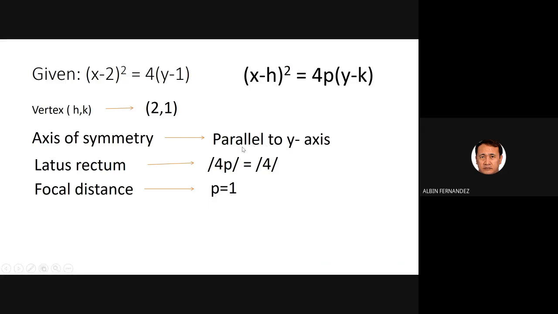The axis of symmetry is parallel to the y-axis and the vertex is at (2, 1). That means from the vertex, you just have to move 1 unit upward. So from the value of p, you can always identify the opening of your parabola, which is upward in this case. Next.